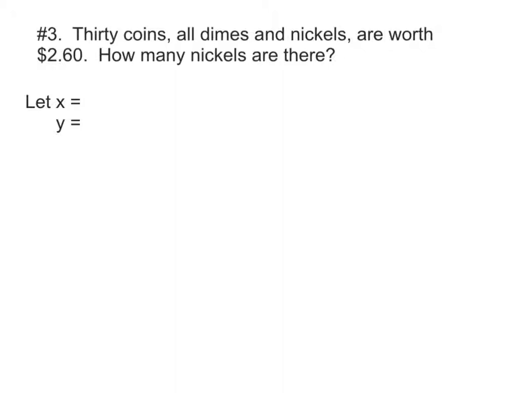Example 3, we have 30 coins, all dimes and nickels, worth $2.60. We want to find out how many nickels there are. So we are going to start by defining our variables. So I'm going to say that my x is going to be my dimes, and that my y is going to be my nickels.